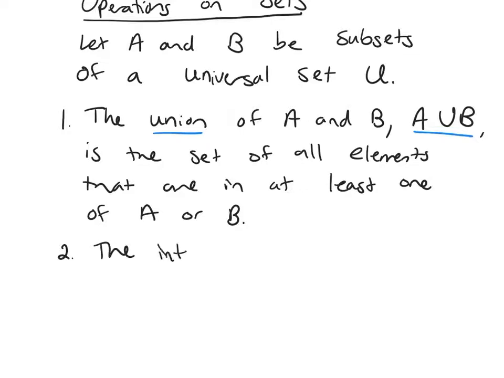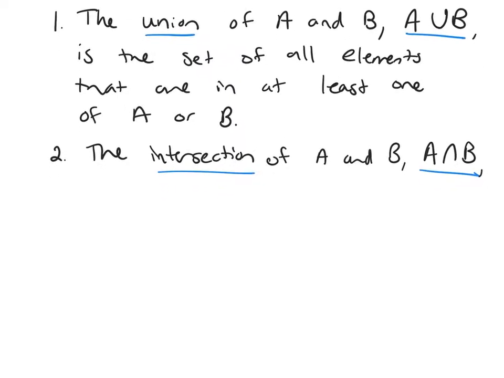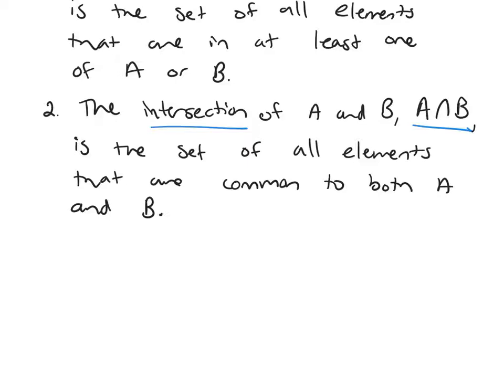Now the intersection of A and B, it's denoted A intersect B. This is the set of all elements that are common to both A and B. So it's only the elements that they share or that they have in common.